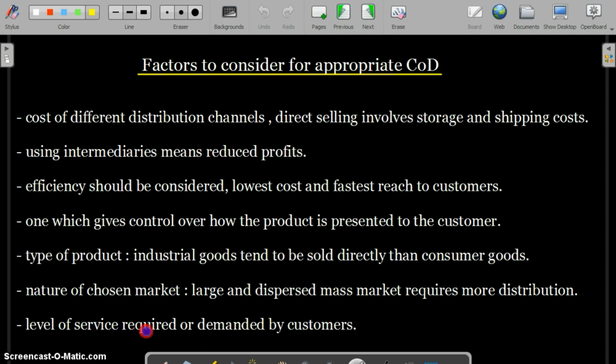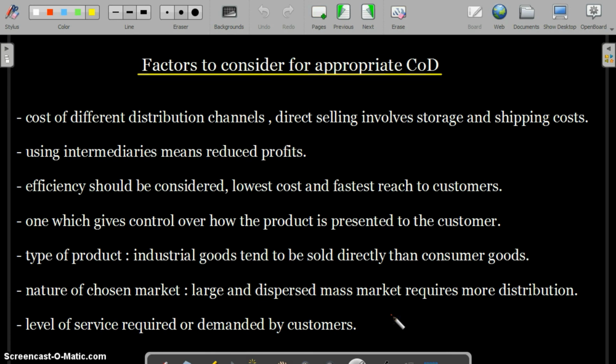Then the level of service required or demanded by customers. If some after-sales service is required, you might want more intermediaries like exclusive outlets or something, where the retailers can give some service to the customers.